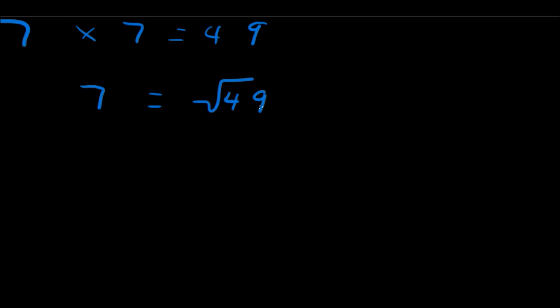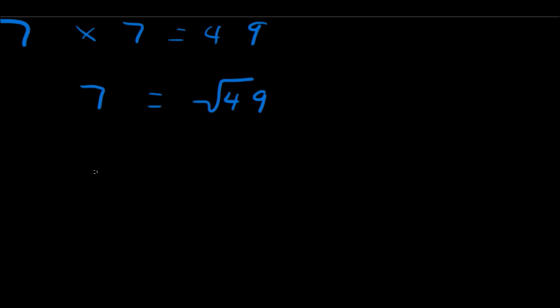A number that is multiplied by itself to form a product is a square root. For example, 7 times 7 equals 49. So 7 is the square root of 49. So now we're going to try and find the roots of problems.